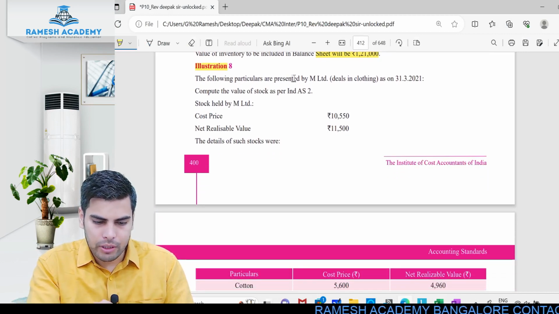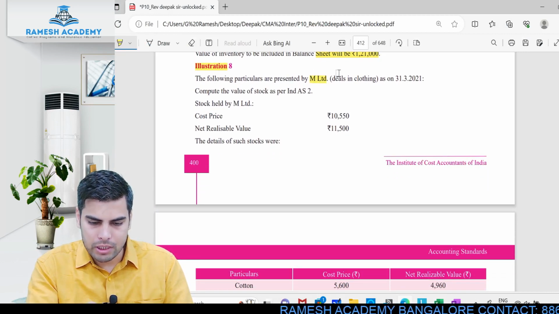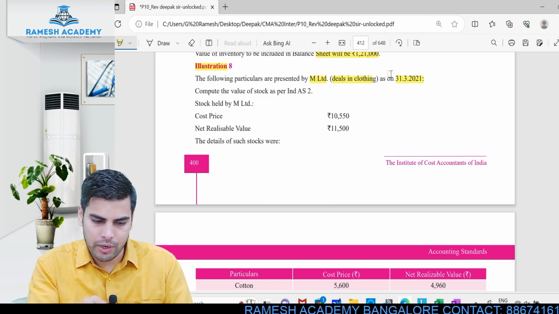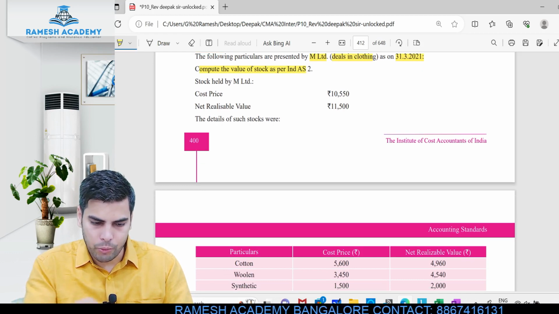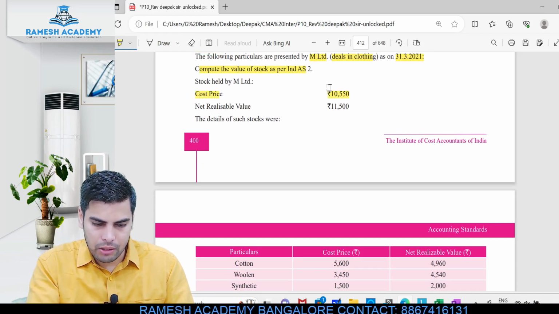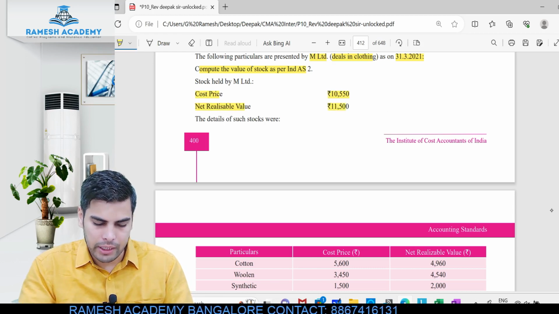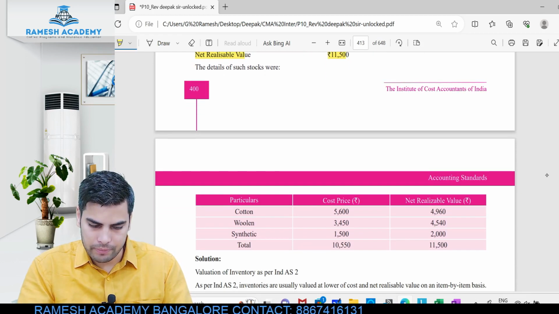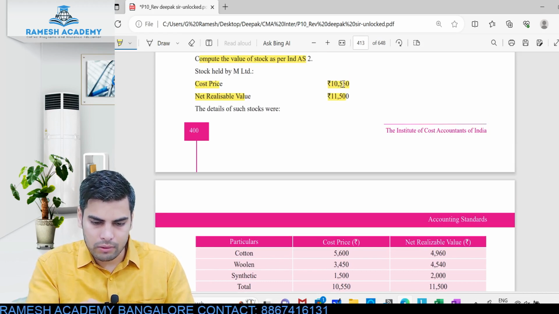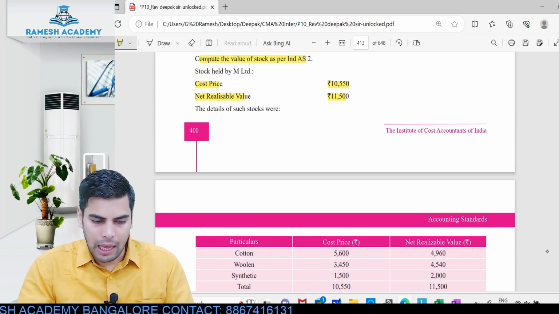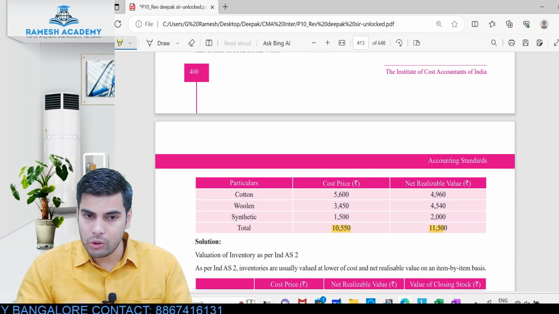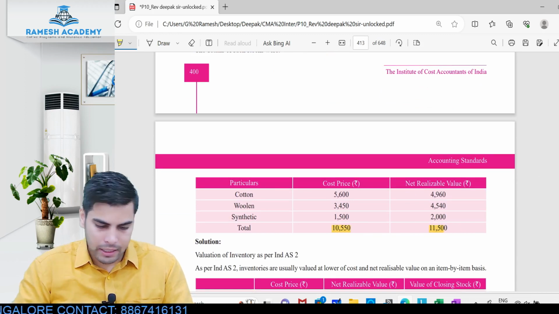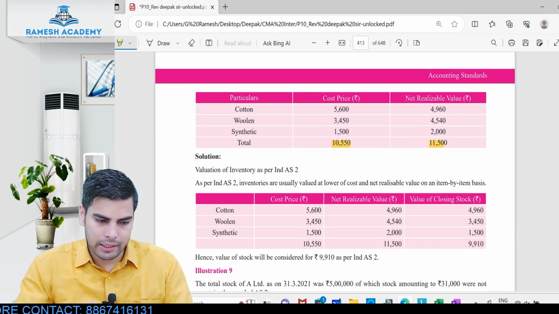The following particulars are presented by M Limited, which is dealing in clothing, as on 31st March 2021. Compute the value of the stock as per Indian Accounting Standard 2. So cost price has been given 10,550, net realizable value is 11,500. The details of such stock has been given over here. The total here is 10,550 and then the net realizable value 11,500. But will we be focusing on the total? No, we just need to calculate individually.